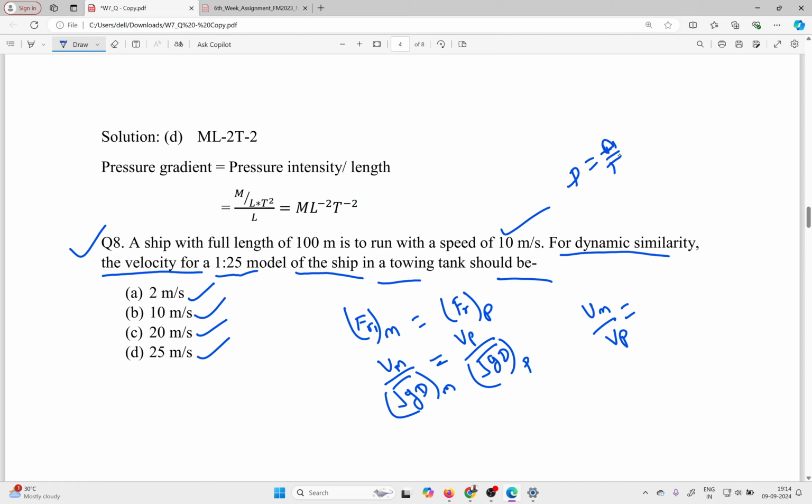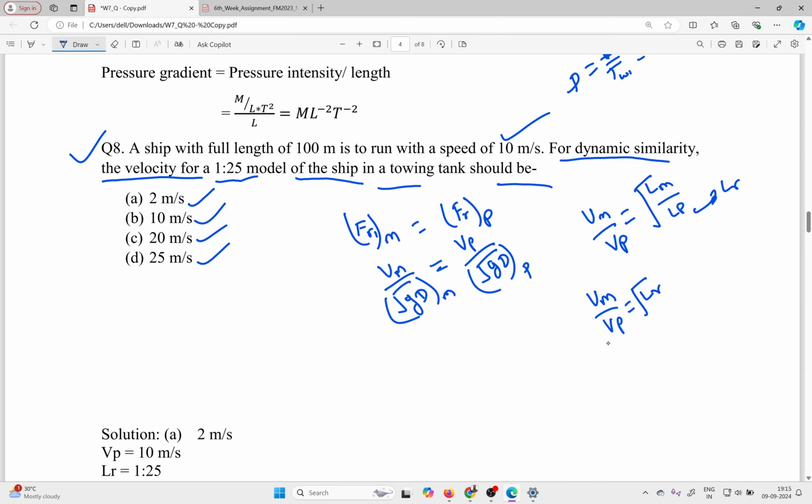So area by top width is meter square divided by meter. Top width here we are talking about, not time, top width. So only length will remain here. So you can write LM by LP under root. So your Vm divided by Vp is equal to root Lr, or Vm by Vp you can write Vr also, the ratio of model by prototype.